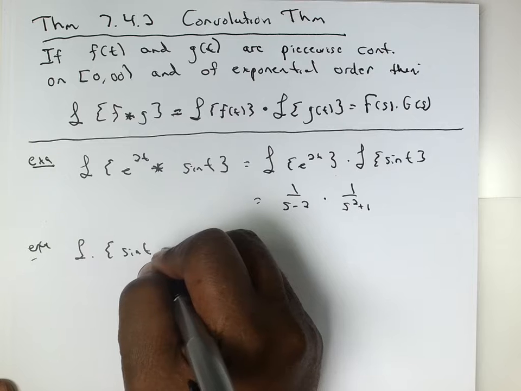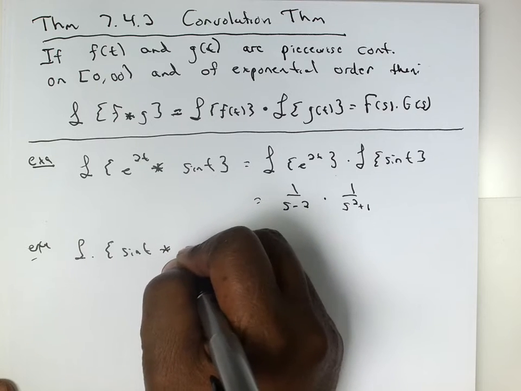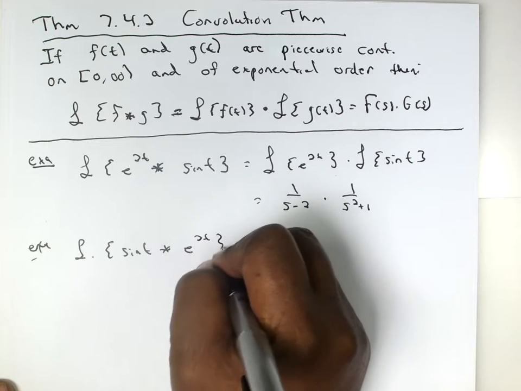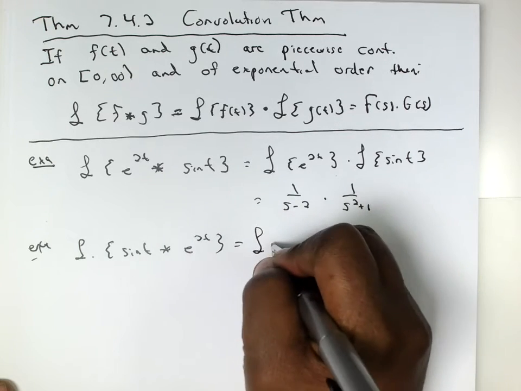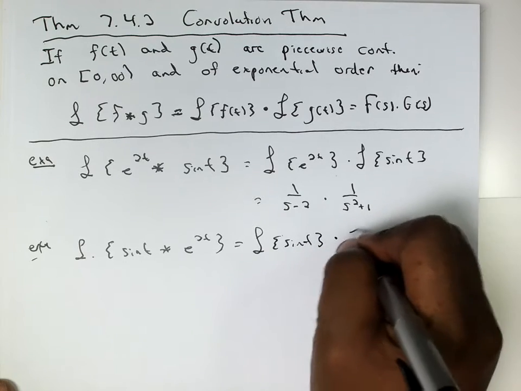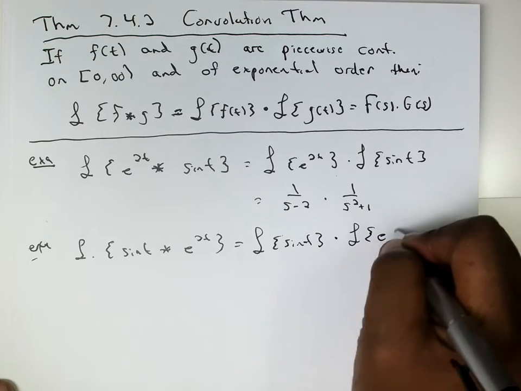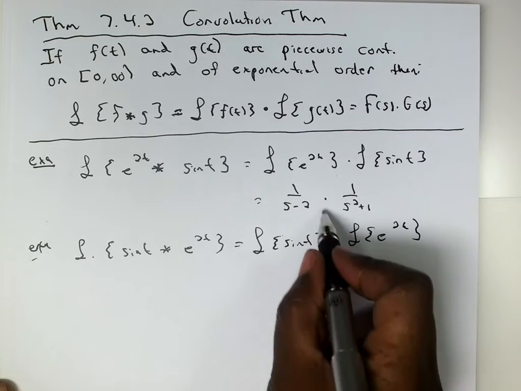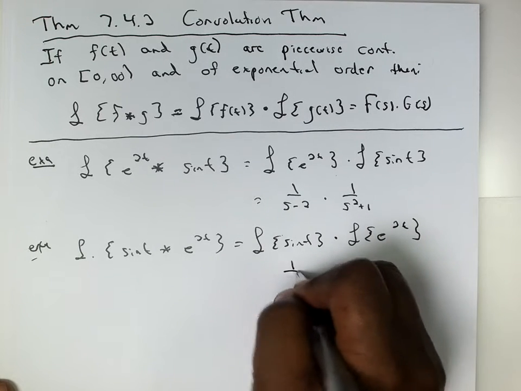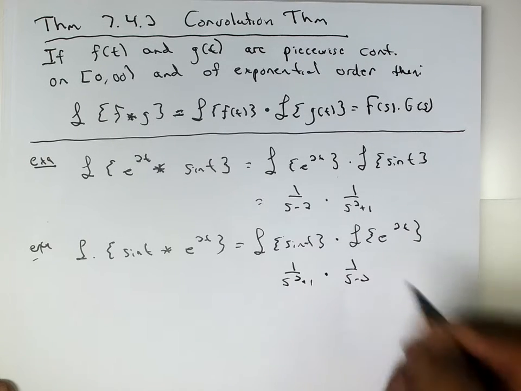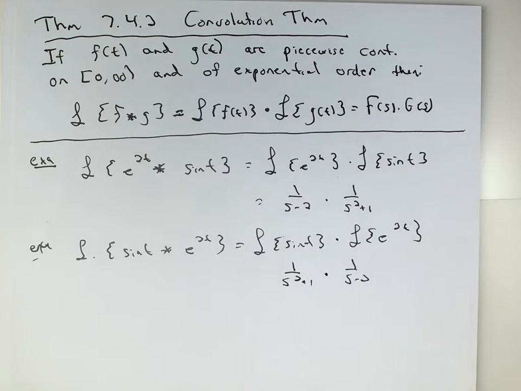Because if I have the convolution of sine of t and e to the 2t, we're just going to get this, and because they're multiplied, I just get 1 over s squared plus 1 times 1 over s minus 2. So they're multiplied, the order doesn't matter.